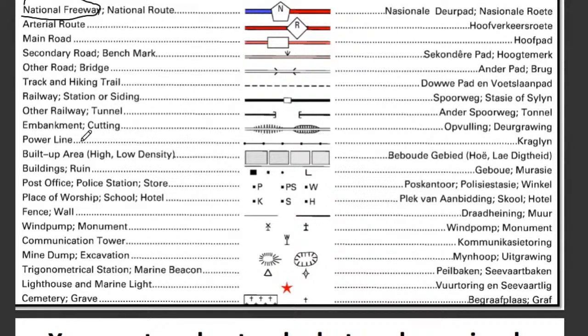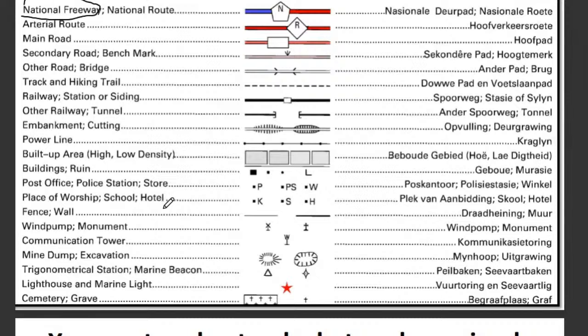Okay, the power line. In other words, you must be in a position to interpret these symbols. I want you to look here. Somewhere here we have a post office, a police station and a store. Post office is P, police station is PS, and store is W. That is its conventional sign. A place of worship, school, and hotel. The place of worship is K, school is S, and hotel is H. Now that is how you need to know to interpret the symbols.